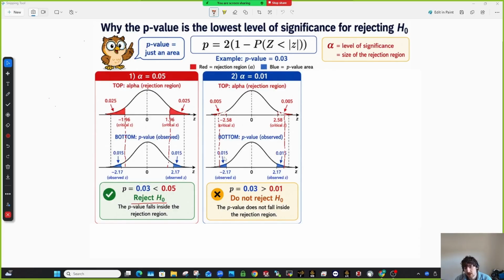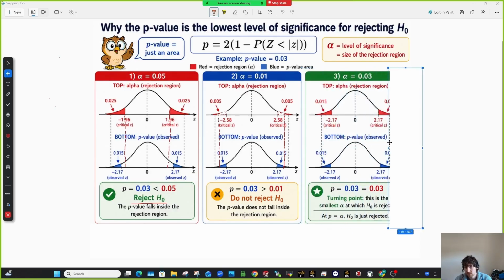So that brings us to this, and people should understand then that the level of significance and the p-value are related to one another. The p-value is the lowest level of significance at which you start to reject H0. So as you can see, H0 wasn't rejected here. H0 was rejected here. So then what is the lowest level at which you begin to reject H0? It's when the alpha is the p-value, and that's what this is here.